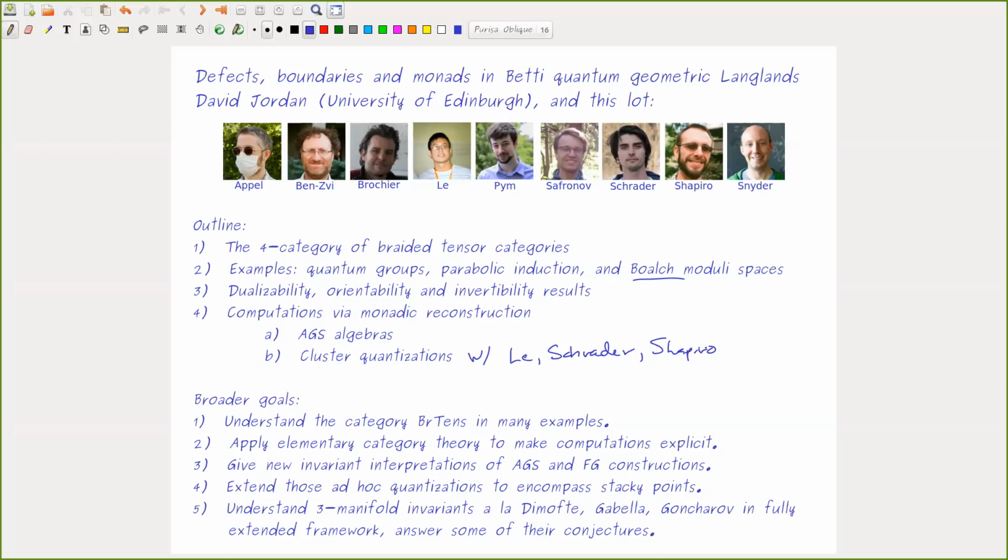And sort of a long-term goal that I won't really talk about, but which motivates me, is to understand. So Tudor Dimofte, Gabella, and Goncharov have some very interesting proposals how to sort of move from 2 manifolds where cluster quantization has been extremely useful into the world of 3 manifold invariants and construct new 3 manifold invariants using this technology. And I think by putting it in this fully extended 4-dimensional framework, it gives us the tools to do that in a rigorous way.